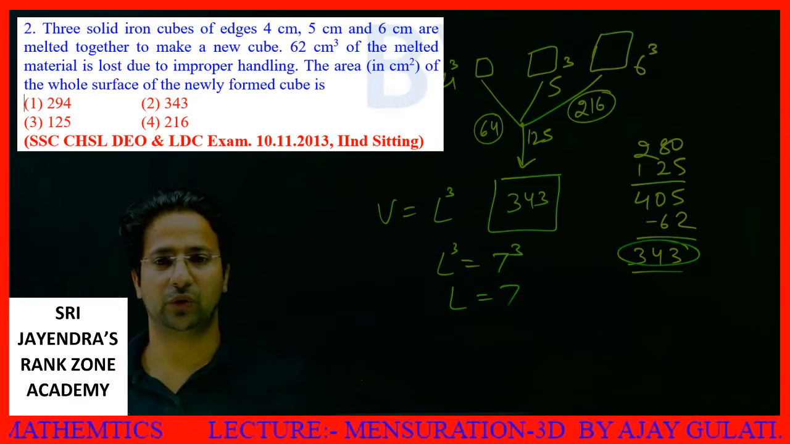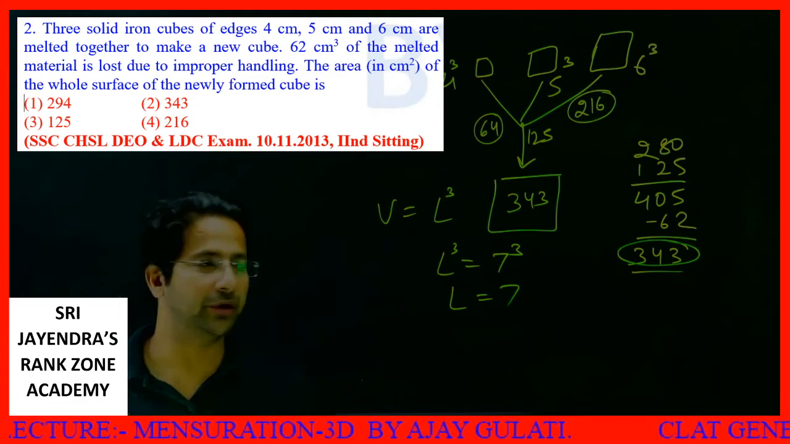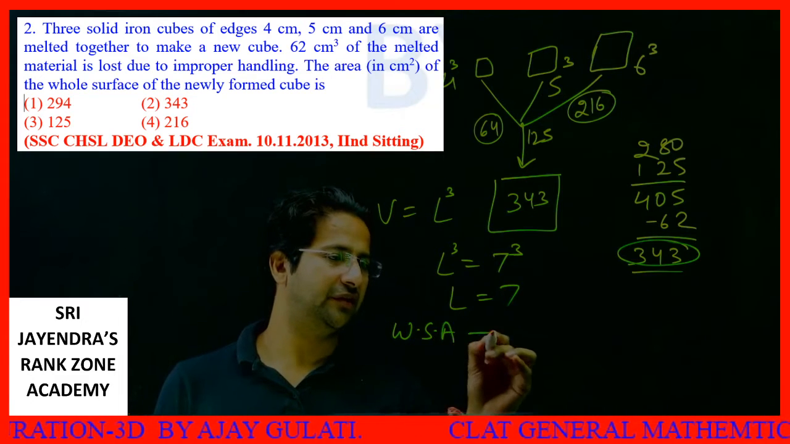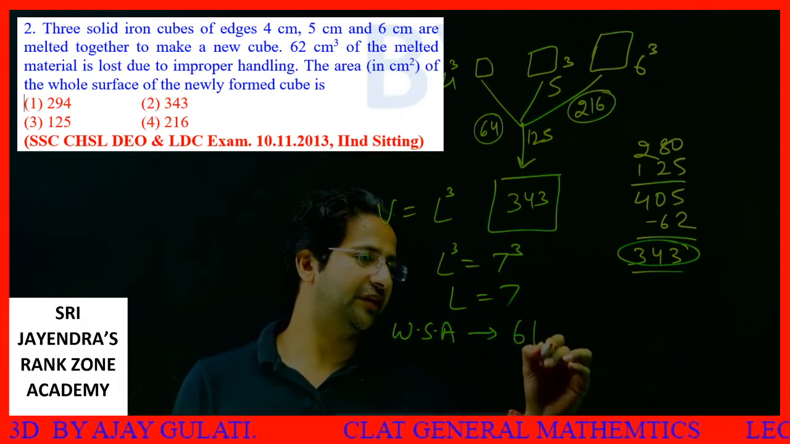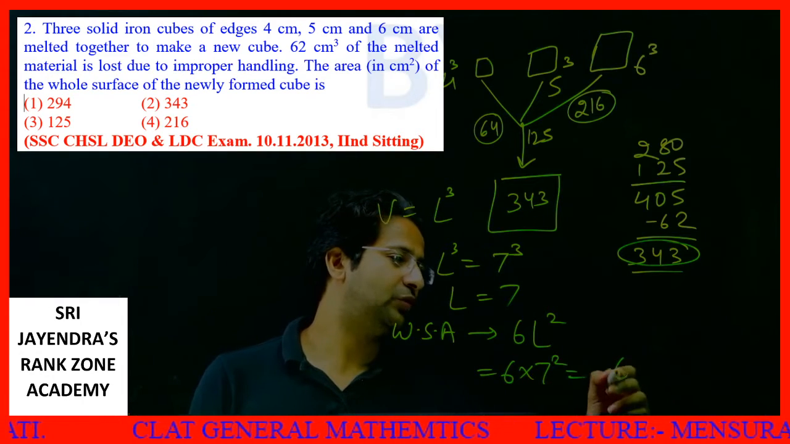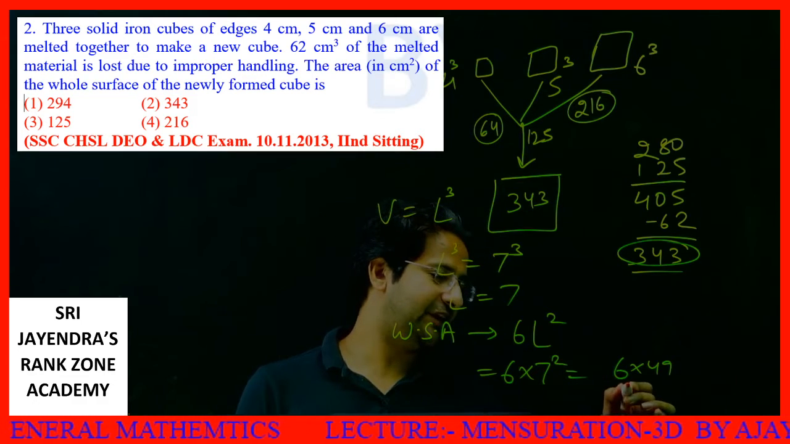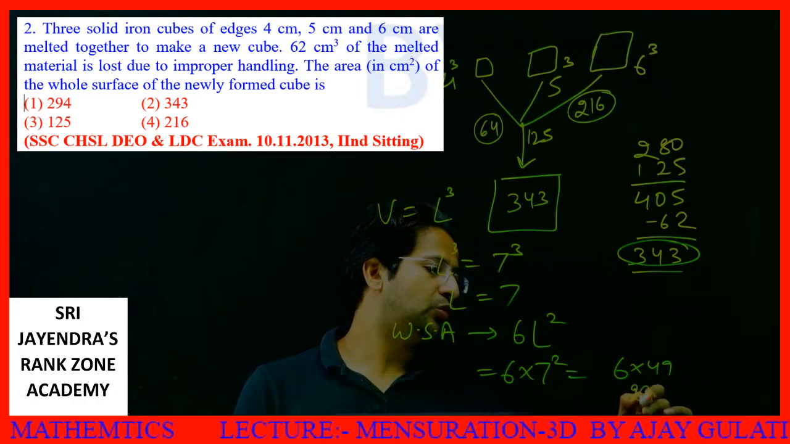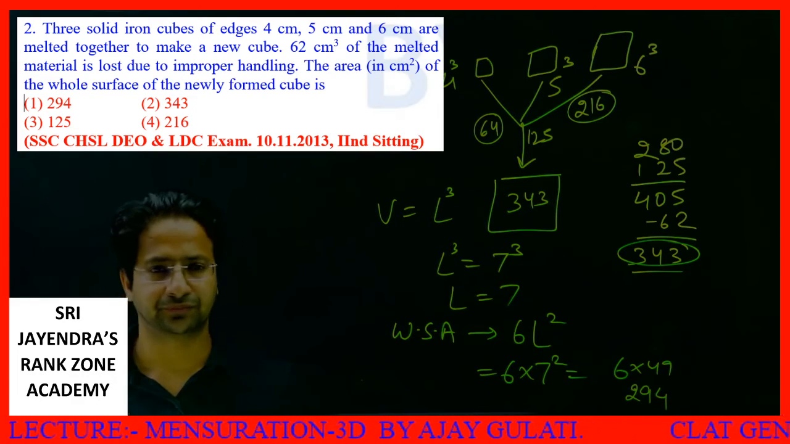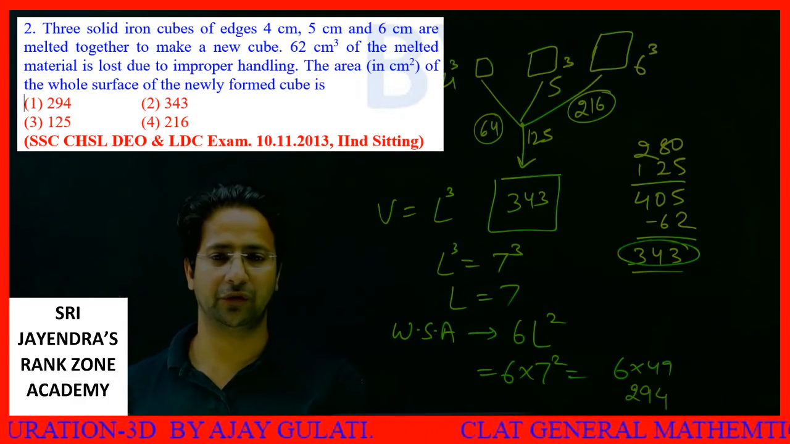Now what do I need to find? The area of the whole surface of the newly formed cube. So the whole surface area of a cube is 6L square. I can say 6 into 7 square, that is 6 into 49. 6 into 50 is 300, so this will be 6 less than 300, or I can say 294. Yes, we have the answer, 294. I hope this is clear to all of you.